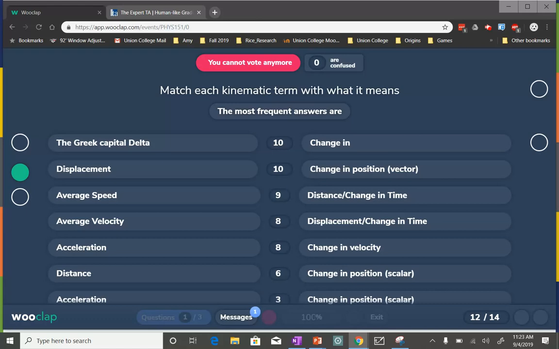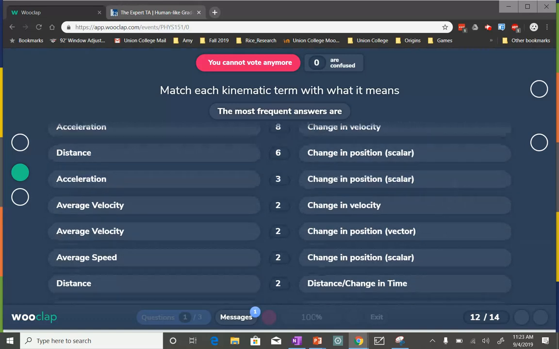Average speed. 9 people correctly said the average speed is the distance divided by change in time, because it's a scalar. Average velocity is displacement divided by change in time, a vector. The acceleration is the change in velocity divided by the change in time. I am missing the divided by change in time there. That's a mistake on my part. I'm sorry, I did not catch that. Distance, change in the position vector.